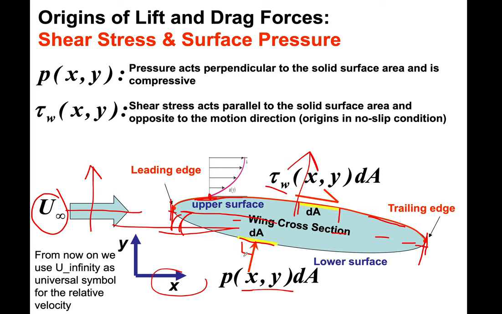How to compute them, that's another story. But let's assume that we have them now. We have the pressure distribution around the wing. We have the shear stress distribution around the wing.